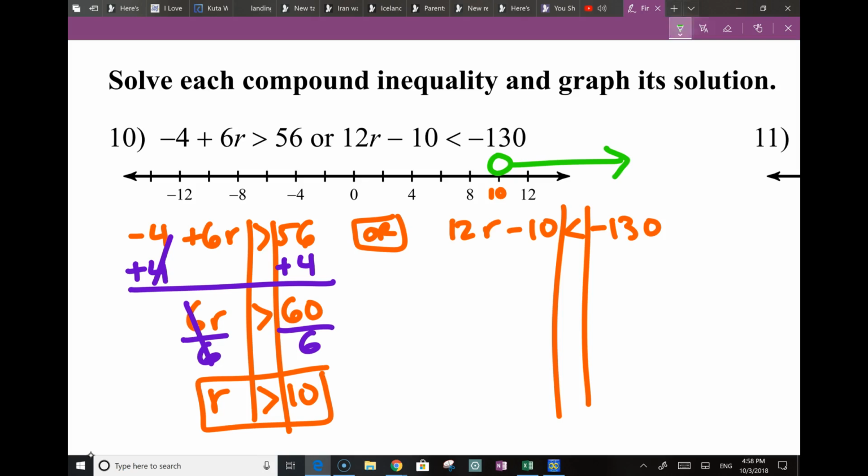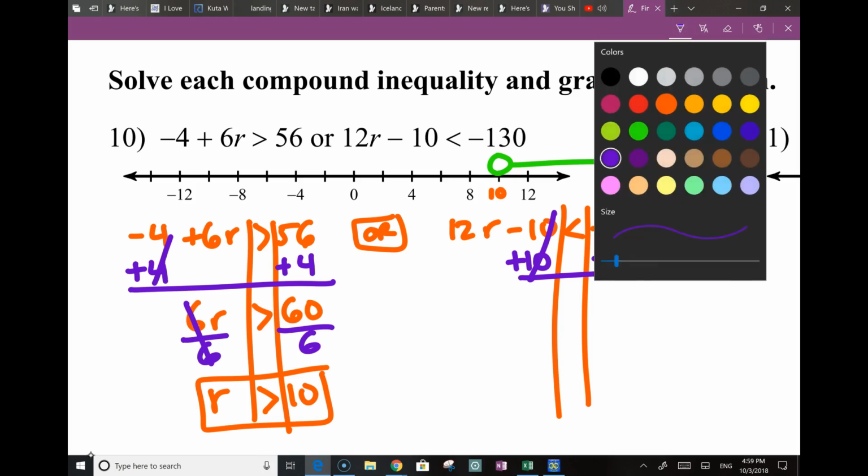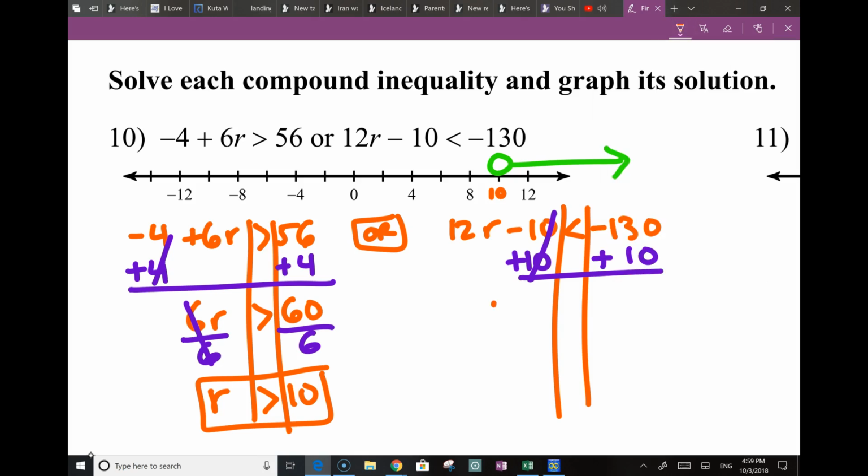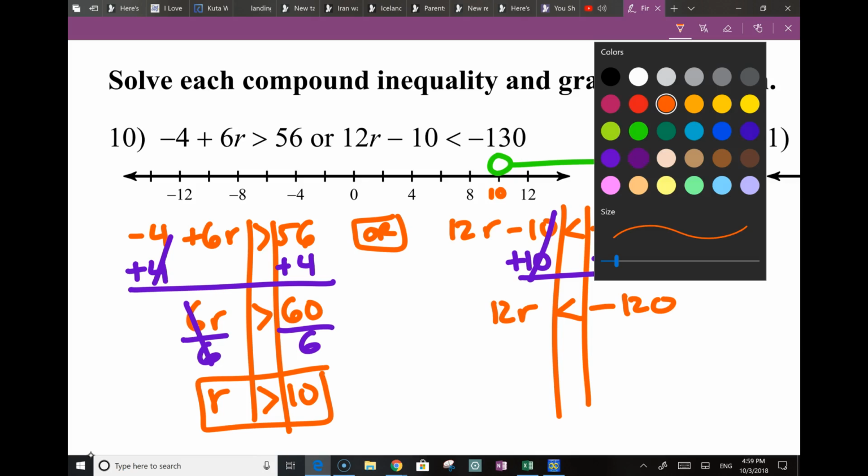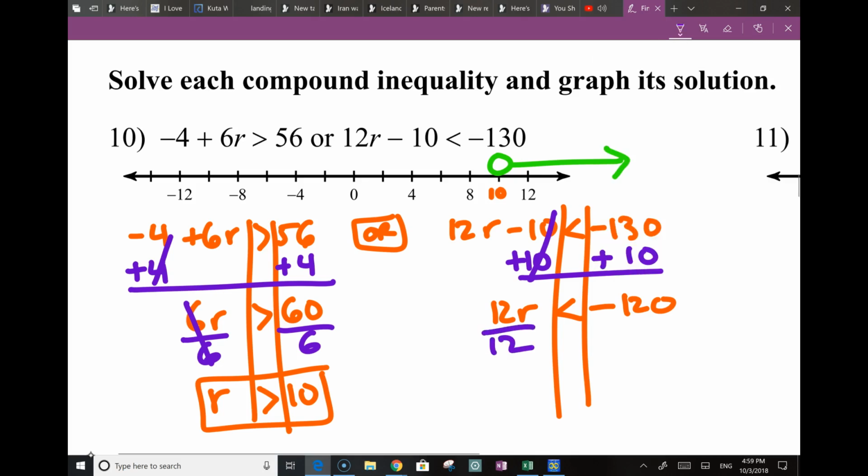Now for the other one. So inequality number 2. Addition property on both sides. Makes those go away. What I get is 12r is less than negative 120. And now I do the division property on both sides. And what I get as my answer is r is less than negative 10.